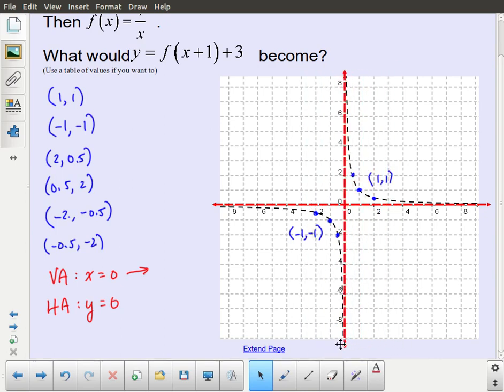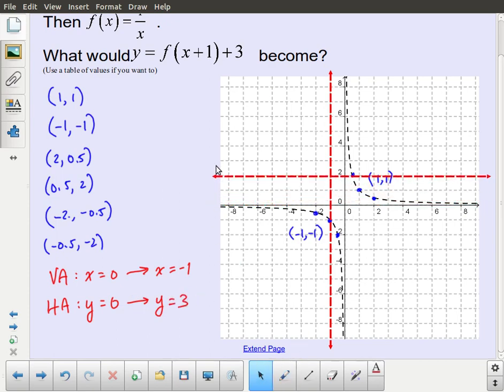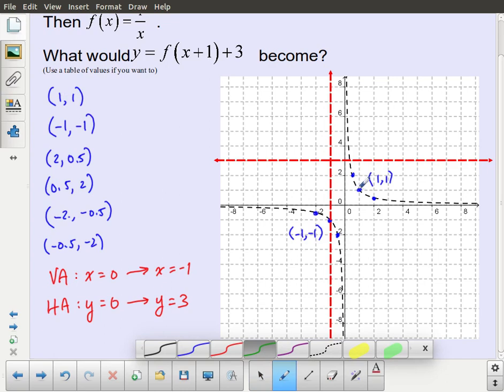And so in this case, we have a shift left by 1. So that's actually going to move the asymptote here. So x equals 0 shifts over to x equals negative 1. And my horizontal asymptote is going to be affected by a vertical shift. Well, that's shifted up by 3. So y equals 0 turns into y equals 3. And that moves this asymptote to here. And now I can take the easiest of these points, which would be 1, 1, for example.